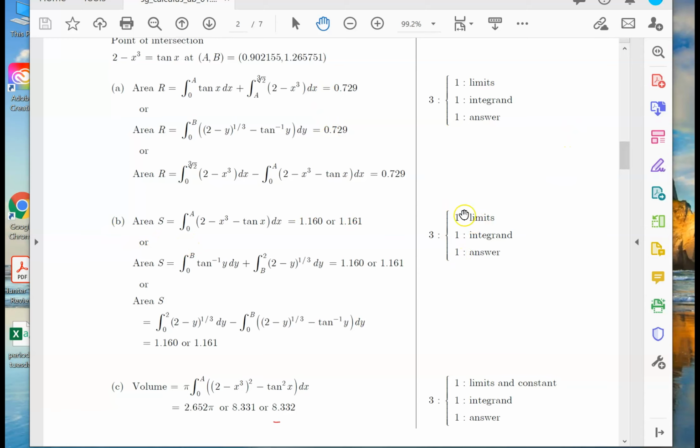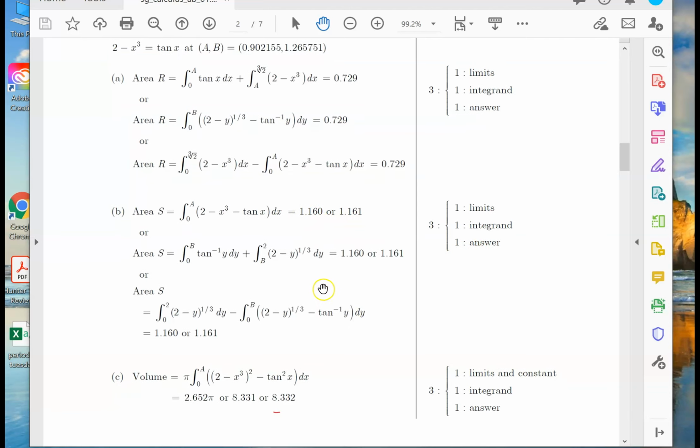And then in part B, same spread of points. So we did this according to their first option here, but they would be checking to make sure your limits were 0 to a, that's 1 point. Your integrand is the cubic minus tangent dx, that's the 2nd point. And then you can put either one of these decimals to get that 3rd point.